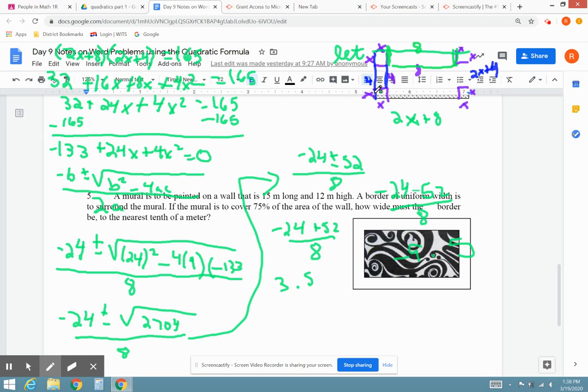Now, what were we finding? We were finding the length of a side, or the width, I should say, of this border, right? So does negative 9.5 make any sense for a width? No, we have no negative measurement. So I cross it off, and I have to write the word reject.